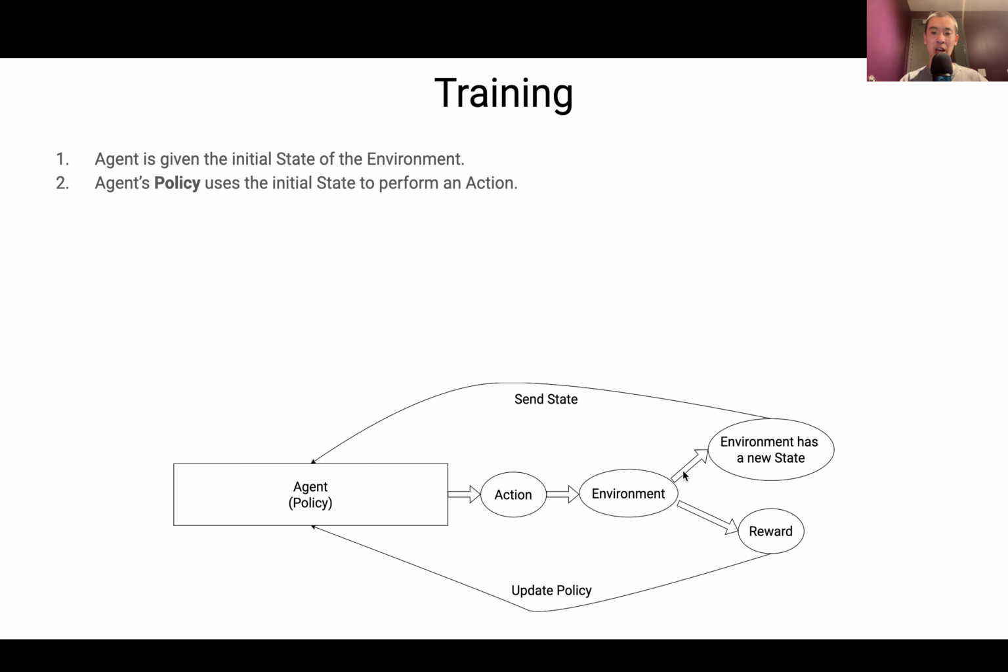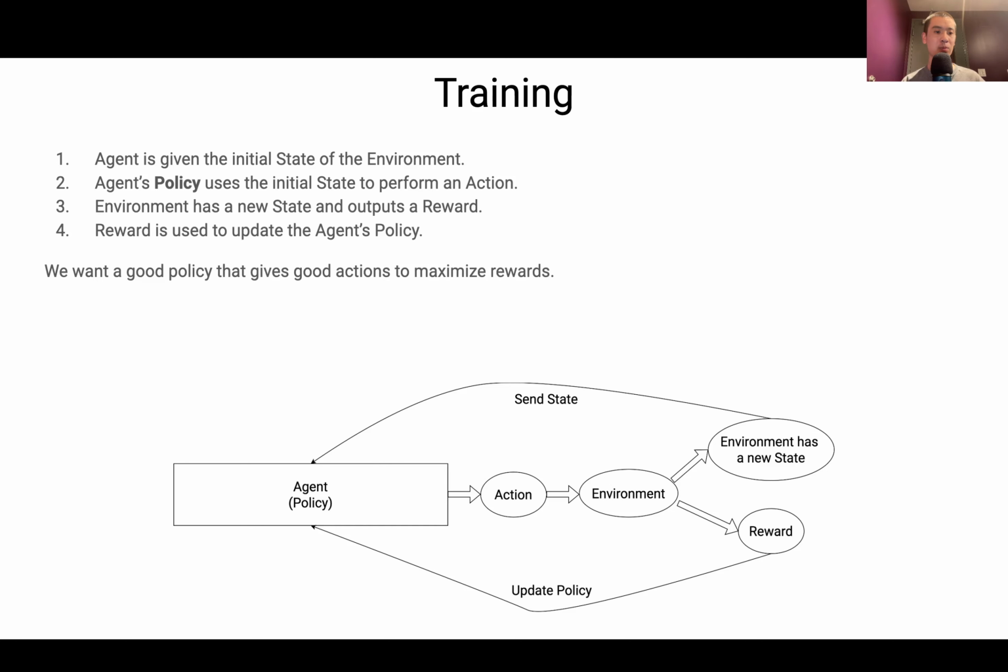Then the environment will have a new state and output a reward. So, yeah, step three, environment has a new state and outputs a reward. Reward is used to update the agent's policy. So, update the agent's brain. So, hopefully, the agent's policy or brain gets better. We want a good policy or brain that gives good actions to maximize rewards.